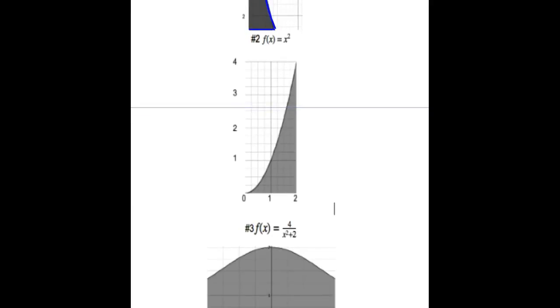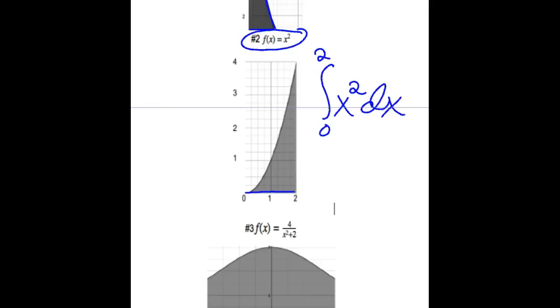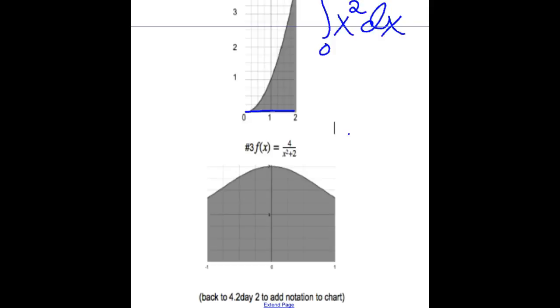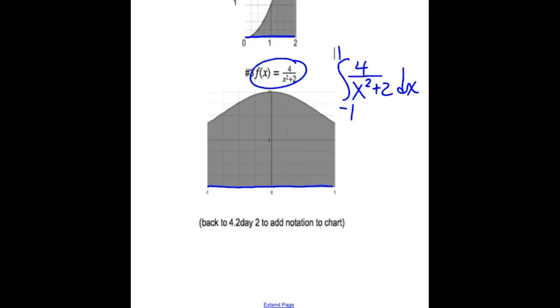Let's go do the next one. Again, I am integrating, finding the area under the curve from 0 to 2. My curve on this one is the parabola f of x equals x squared, dx. And the third one, I am integrating, in this case, from -1 to 1, the area under the curve, which is represented by 4 over x squared plus 2, dx. Now this one I could have done differently, and it will be to your benefit later to do when we start doing these analytically or with some algebra. Right now we're just looking at the geometry of it.